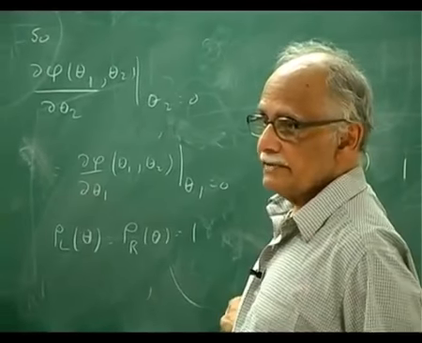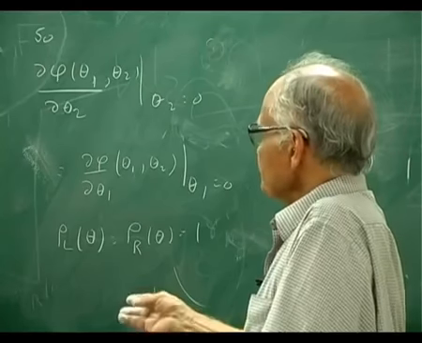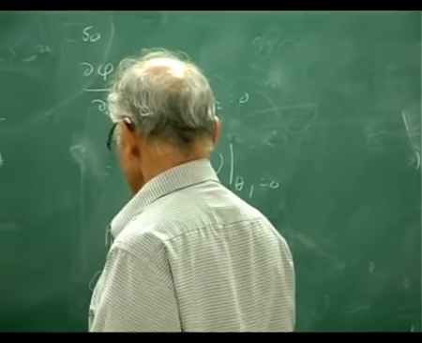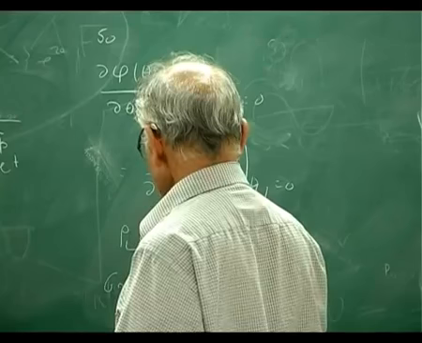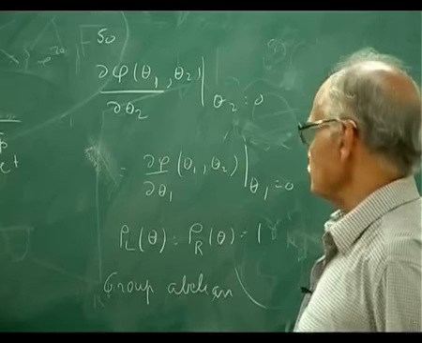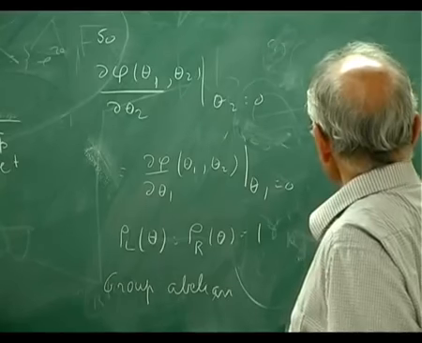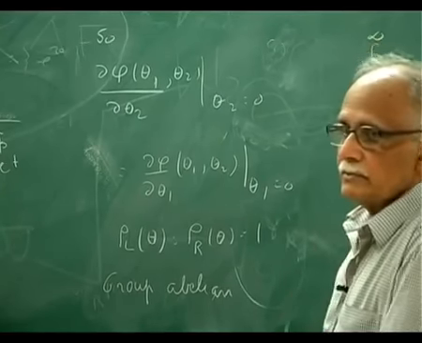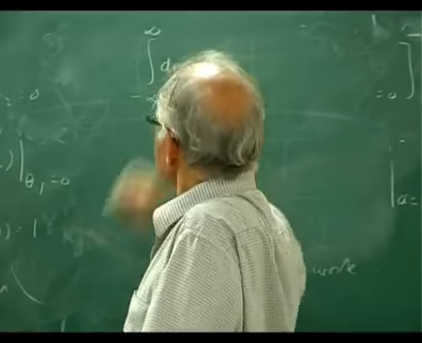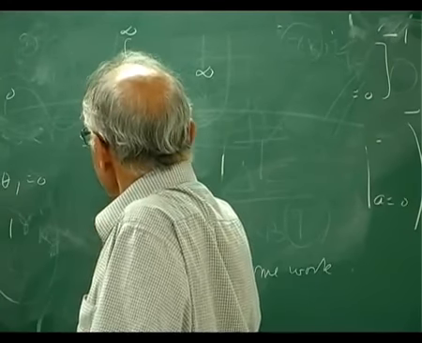So the left and right invariant measures are the same, but this comes from the fact that this group is abelian. Abelian means it commutes. You remember we defined this. But the group volume, the integral of d theta, where theta can be any value from minus infinity to plus infinity, is infinite. So the group is non-compact.